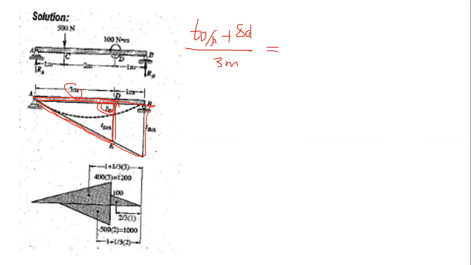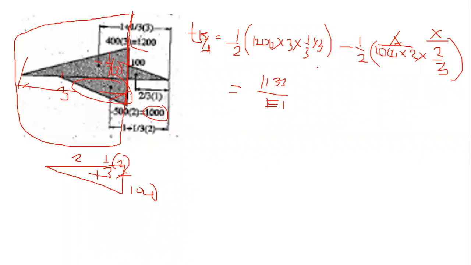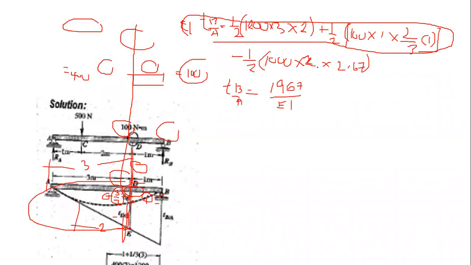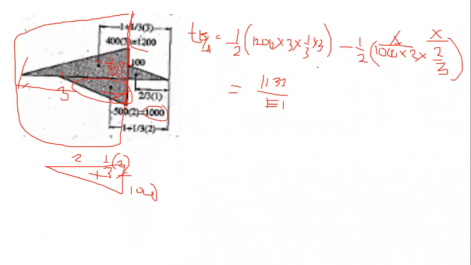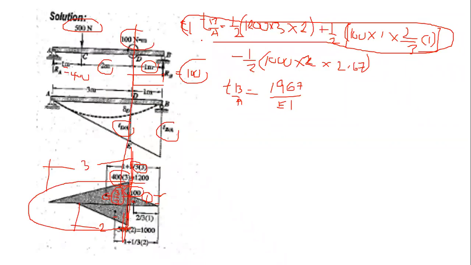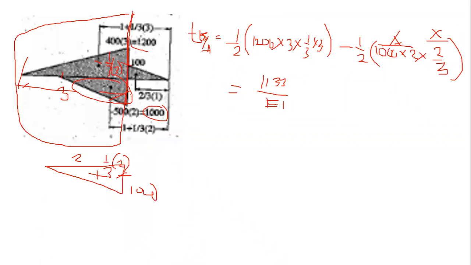Is equal to, ito naman, deviation at B. Deviation at B over A or from A equal to this big triangle. From here, going here is equal to 4 meters. It's 4. Earlier, we computed already. Deviation at B from A. This one is D from A. It's D. B from A is 1967. D from A is 1133.